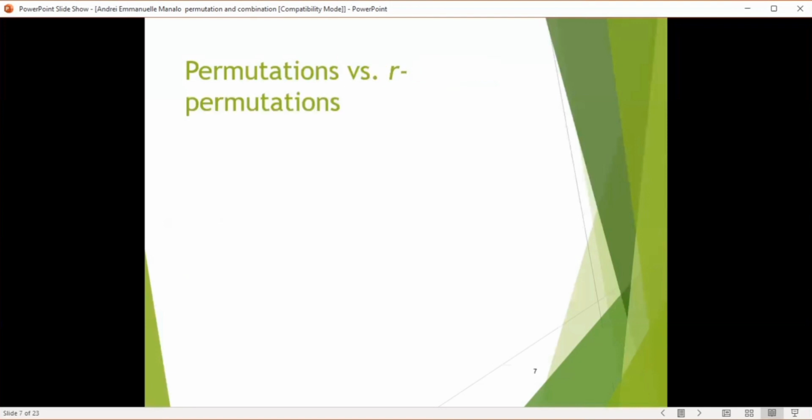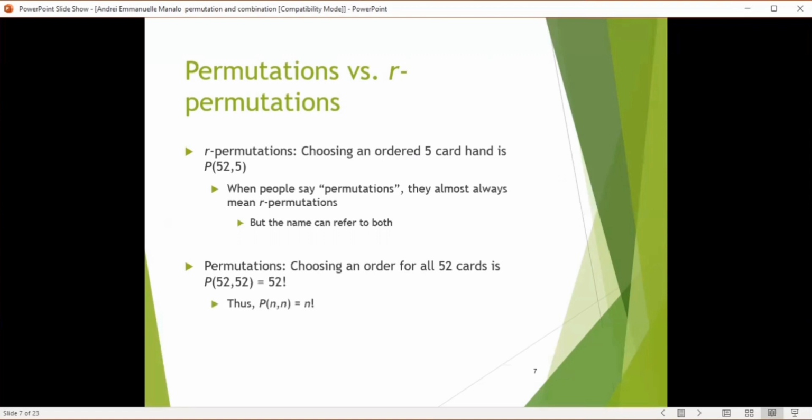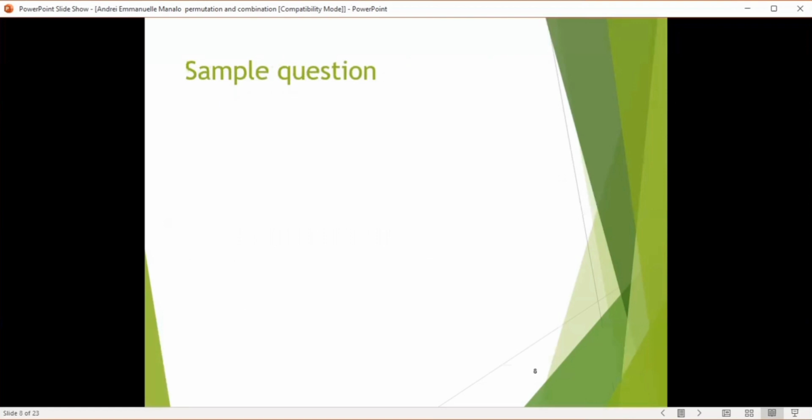Permutation versus r-permutation. What are they? R-permutation: choosing an ordered 5-card hand is P(52, 5). When people say permutation, they almost always mean r-permutation, but the name can refer to both. Permutation: choosing an order of all 52 cards is P(52, 52) equals 52 factorial. Thus, P(n, n) equals n factorial.